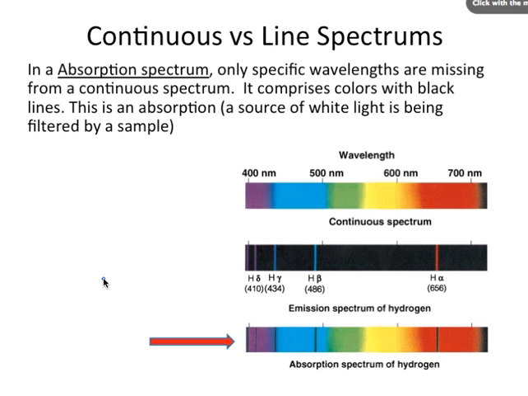The last one is an absorption spectrum, and this is when a source of white light is being filtered through a sample, and you can see the black lines that would correspond to the emission spectrum of the sample that's being filtered, or the element. And it's that one right there.